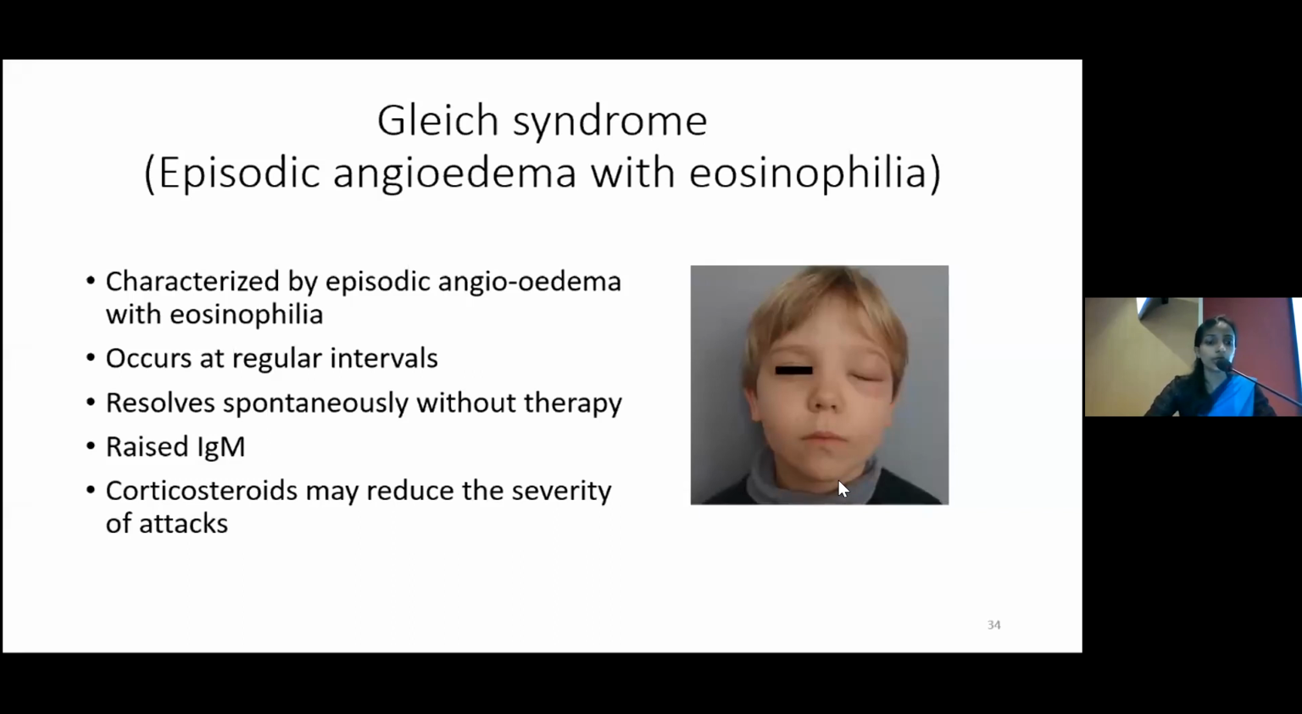So these patients have raised IgM levels, but in contrast to hereditary angioedema, their C1 esterase level is usually normal. And Gleich syndrome is not usually associated with end organ damage. But having said that, there was a case report where a patient with Gleich syndrome developed endomyocardial fibrosis.